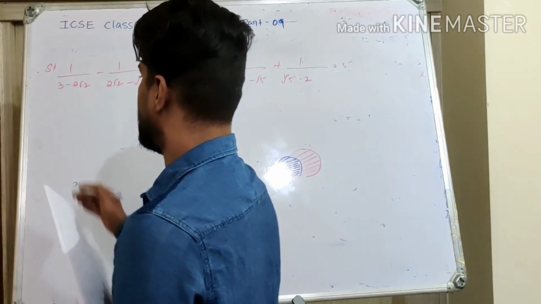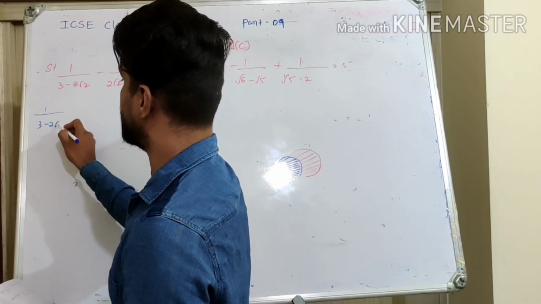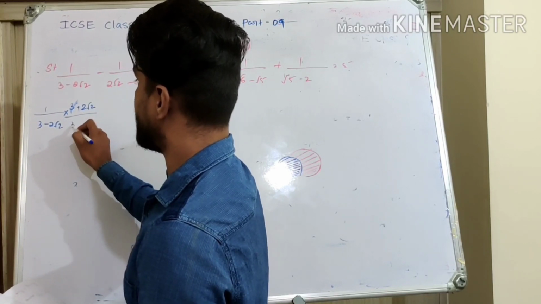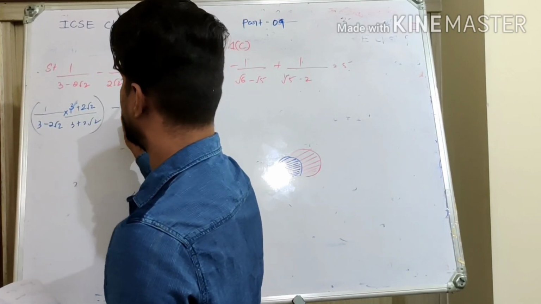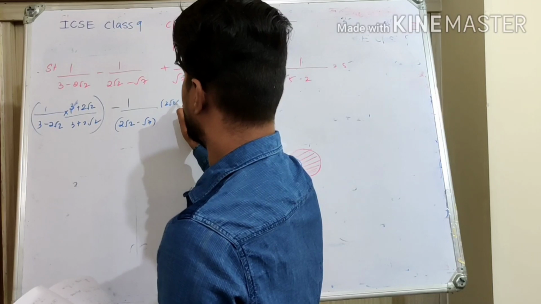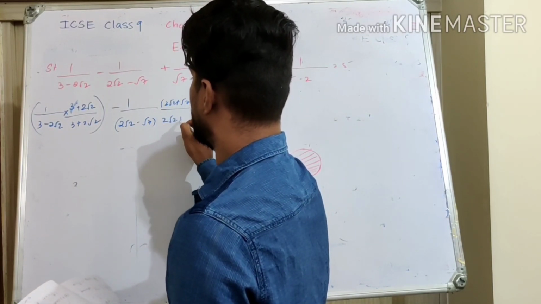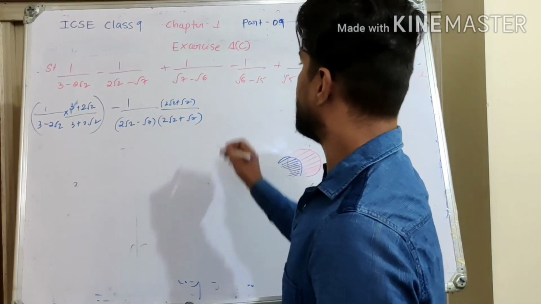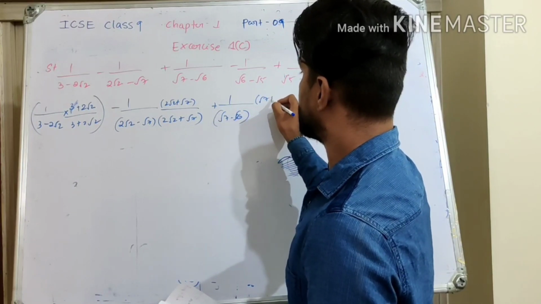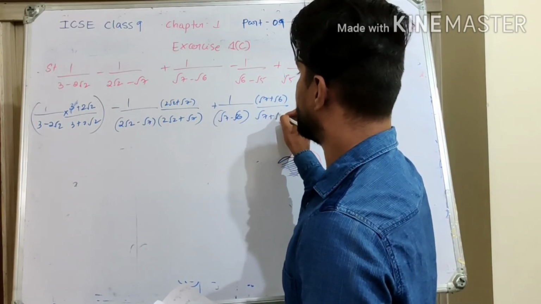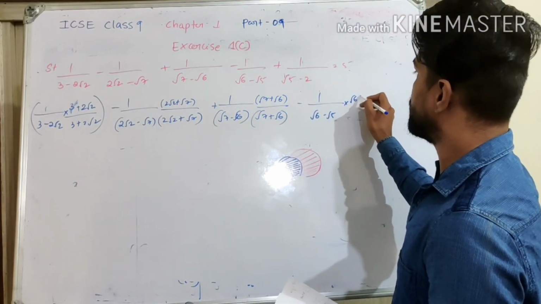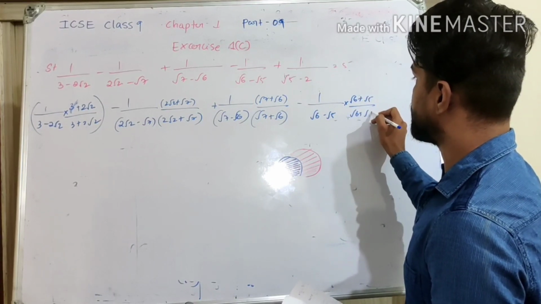LHS only taking. So LHS, I have 1 by 3 minus 2 root 2. I am going to multiply the numerator and denominator by the rationalization factor. Same thing you do for the next one. 1 by 2 root 2 minus root 7 into 2 root 2 plus root 7 divided by 2 root 2 plus root 7. Plus 1 by root 7 minus root 6 into root 7 plus root 6 divided by root 7 plus root 6 minus 1 by root 6 minus root 5 into root 6 plus root 5 divided by root 6 plus root 5.